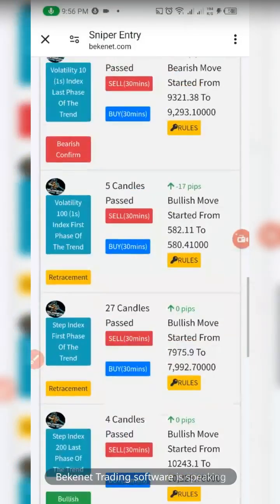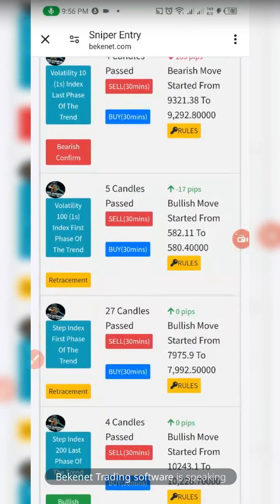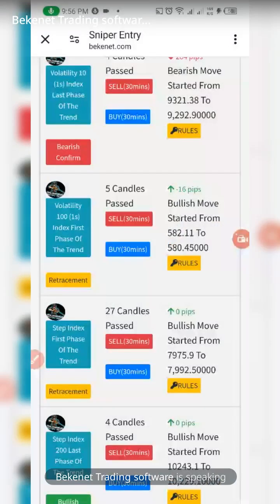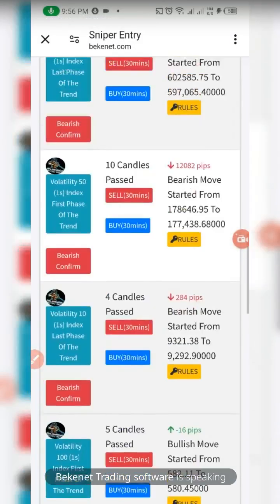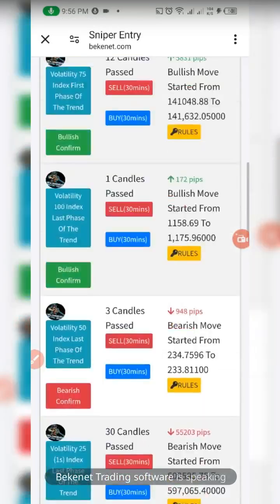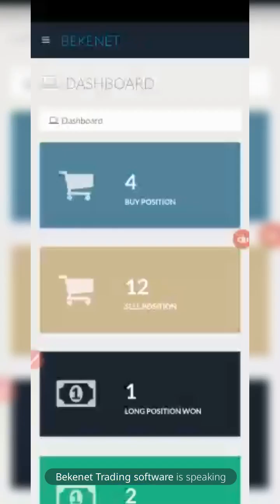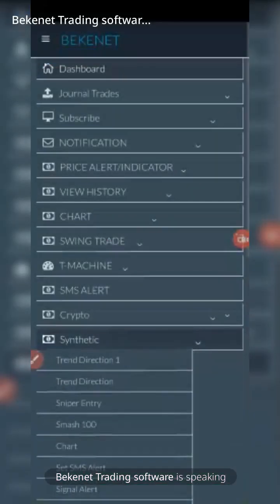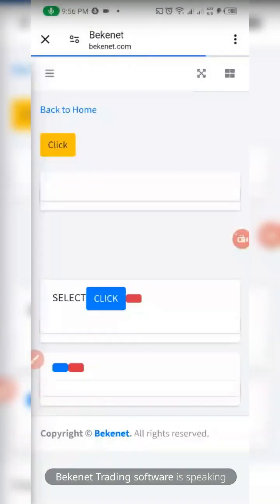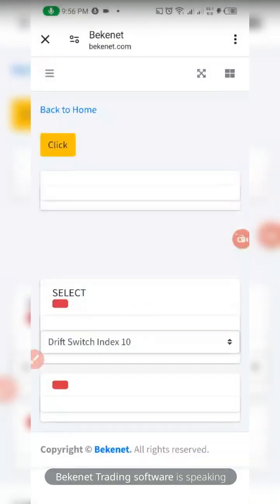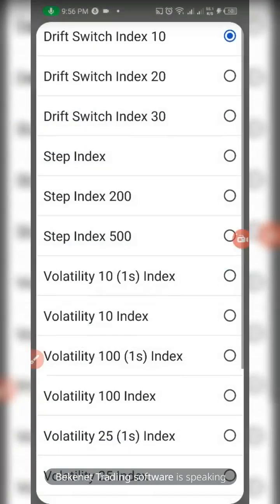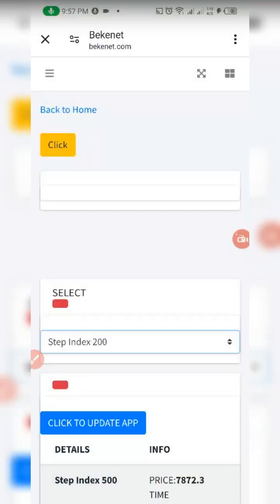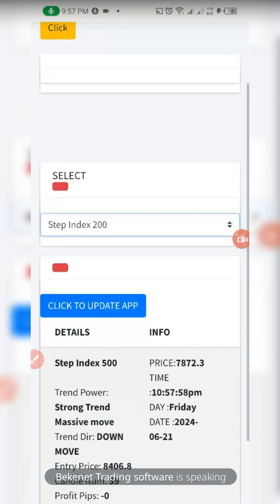All right. So the next strategy we are still going to use, let's use the Smash 100. Let's see what Smash 100 is telling us. We should be buying also, but let's see, because price has gone far. Let's see if it's telling us buy, we still program it again so that we can buy alongside with it. So let's see what Smash 100 is talking about on this guy. Let's see Step 200. So let's see what it's talking about.